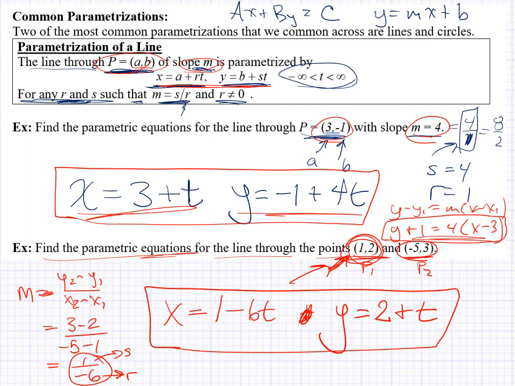Again, pretty easy, okay? And lines should be easy. But nonetheless, that's the set of parametric equations. That's how you can parametrize a line in 2D space.